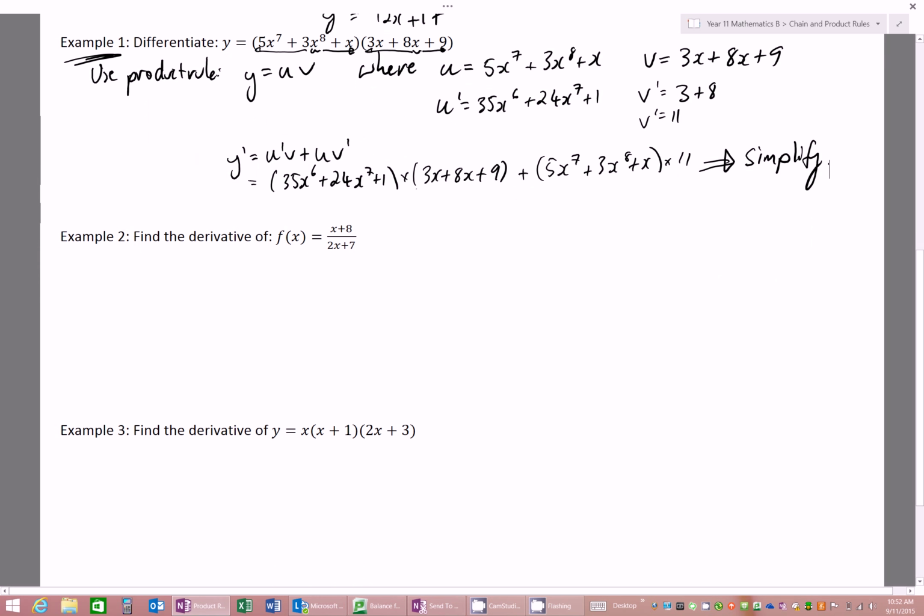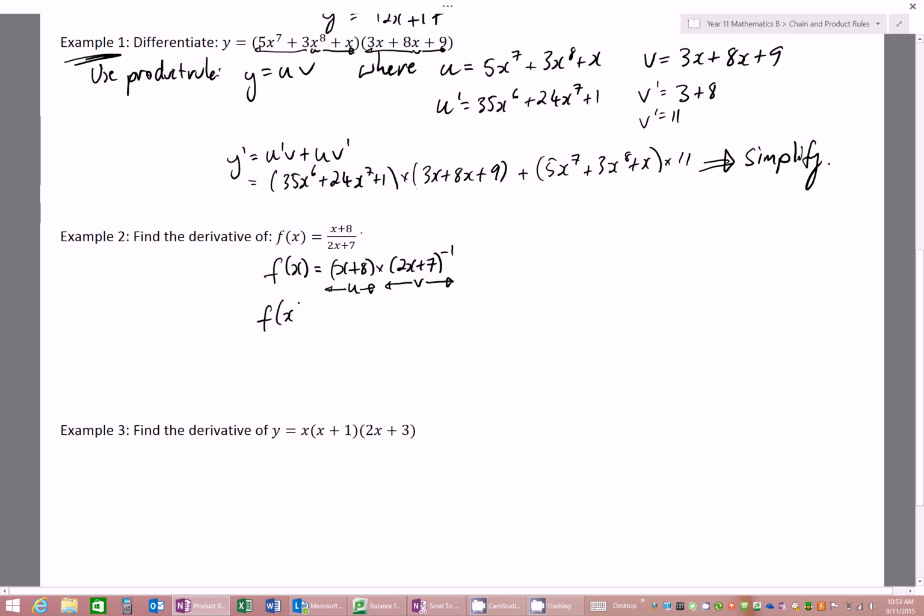In example 2, we've actually got two things divided by each other, but we're just going to, I guess, cheat a little bit. And I'm going to make this instead x plus 8 times 2x plus 7 to the power minus 1. So I'm bringing this denominator up to the top, which means I need to make its power minus 1. That's just index laws. So here's my u, and this whole thing is my v.